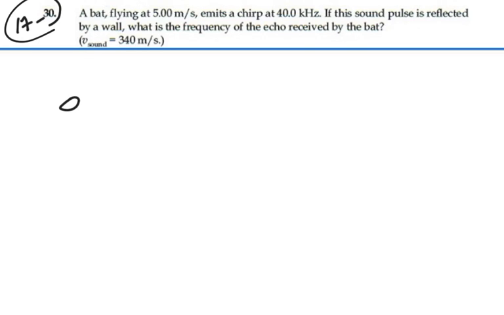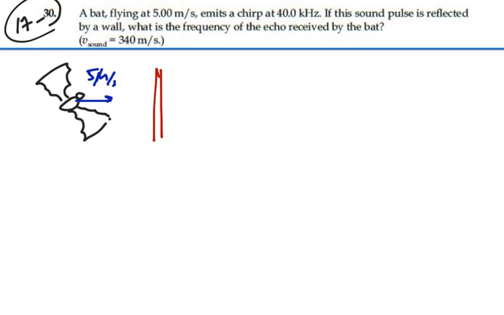Alright, so we have a bat, and it's moving at 5 meters per second. And there's a wall. And the sound pulse is going to reflect off the wall.